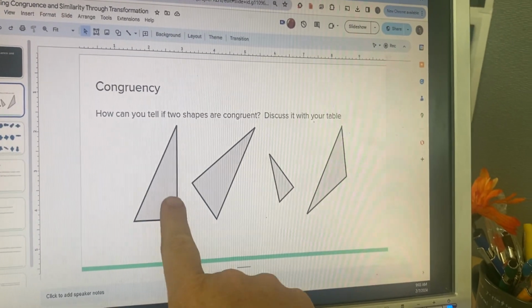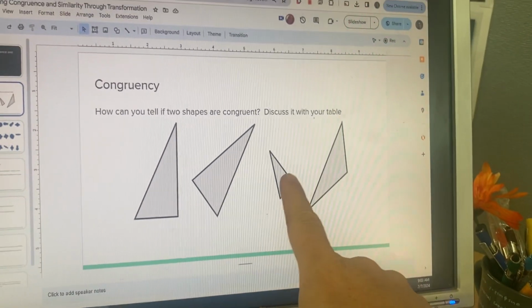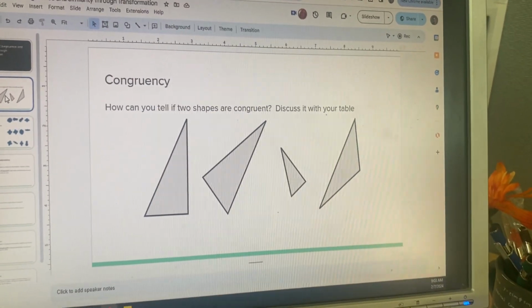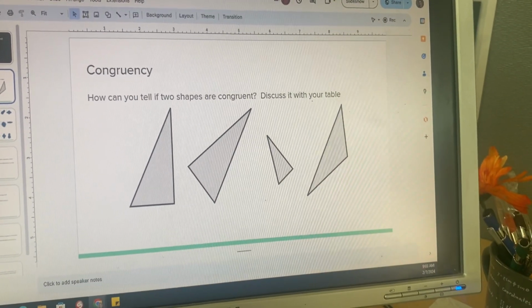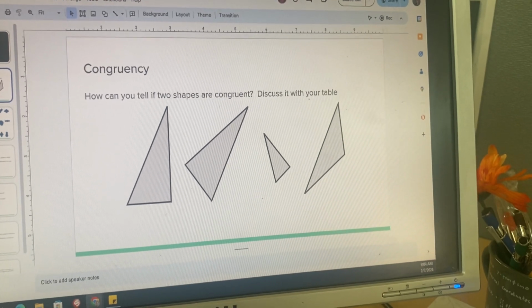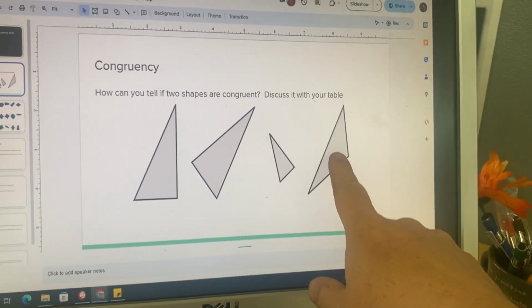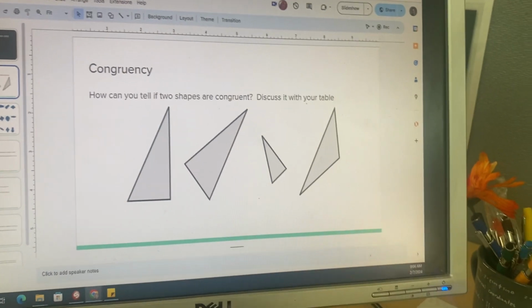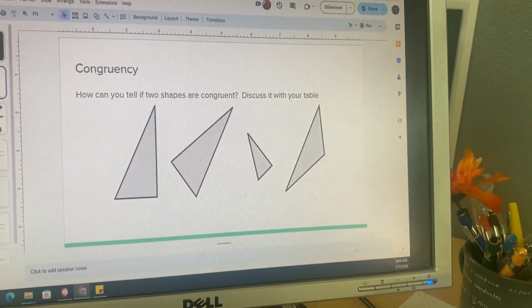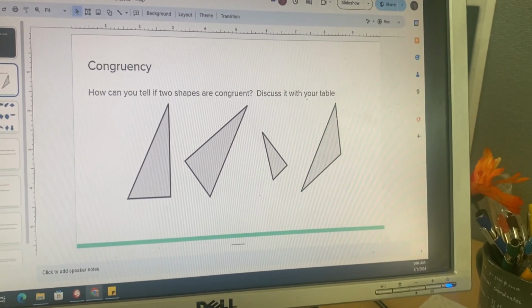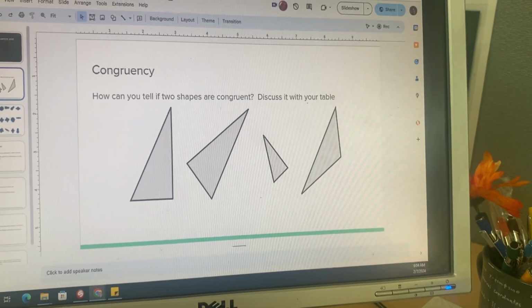So if we're looking at these two, they should be congruent. If you're looking at these two, they're not congruent, but they should probably be similar. Or like this one out here is not going to be congruent to that first one because it doesn't match up. The angles don't match up, the sides don't match up. There's just something different about it.